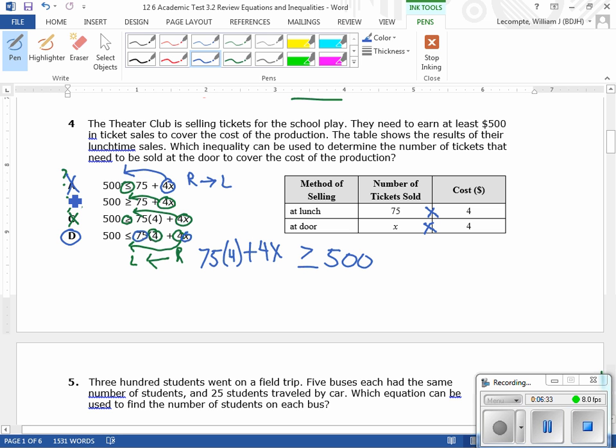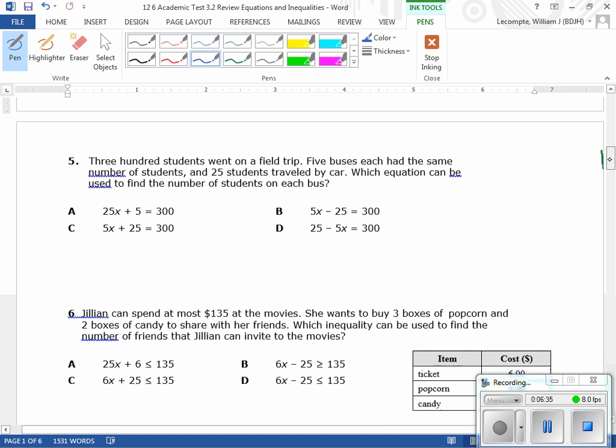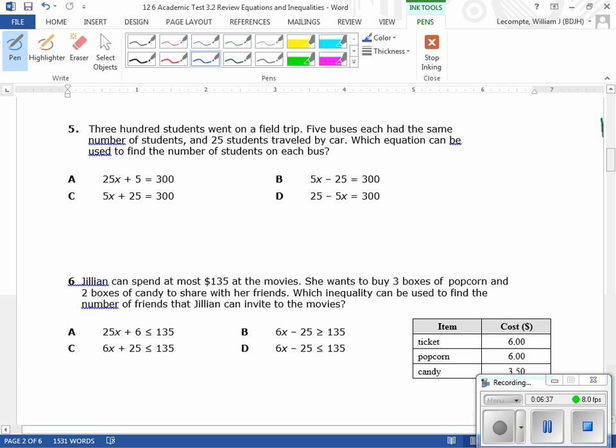Number 5. 300 students went on the field trip. 5 buses each had the same number of students, and 25 students traveled by car. Which equation can be used to find the number of students on each bus? So 5 buses had the same number of students, and 25 traveled by car.